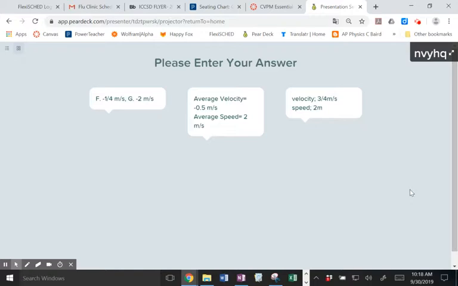I'm still waiting for a few of you to join us. I'm showing you some of the various answers that we're getting. I've got a -1/4 meter per second for the average velocity and a -2 for the speed. Here I've got a -0.5 for the average velocity, 2 for the speed. Here I've got 3/4 meters per second for the velocity and 2 for the speed. Wait, so did you get 1/2 for both of them?